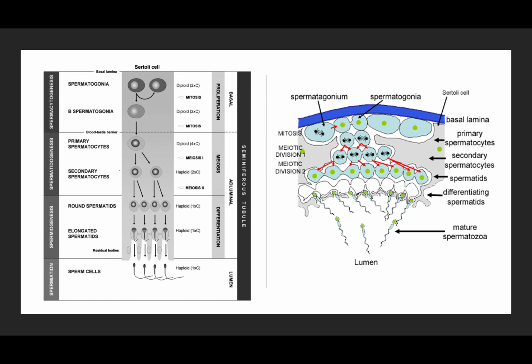And this is now getting closer and closer to the lumen, right? So here we pass the blood testes barrier, and now we're in the adluminal area of the seminiferous tubule, right? So what's happening here now is spermatidogenesis, where the primary spermatocyte goes through meiosis to produce our secondary spermatocyte, which goes on to finish meiosis two. So remember, meiosis happens in two steps. Meiosis one of a primary gives us a secondary, and meiosis two of a secondary gives us a spermatid.